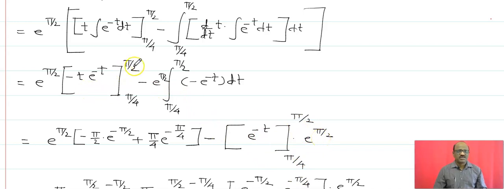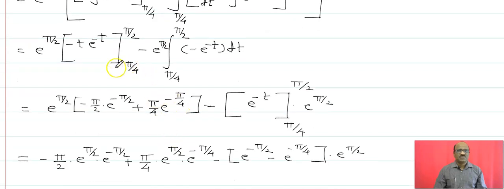Now substitute here again upper limit and lower limit, then you will get e raised to pi by 2 minus pi by 2 e raised to minus pi by 2 plus pi by 4 e raised to minus pi by 4.